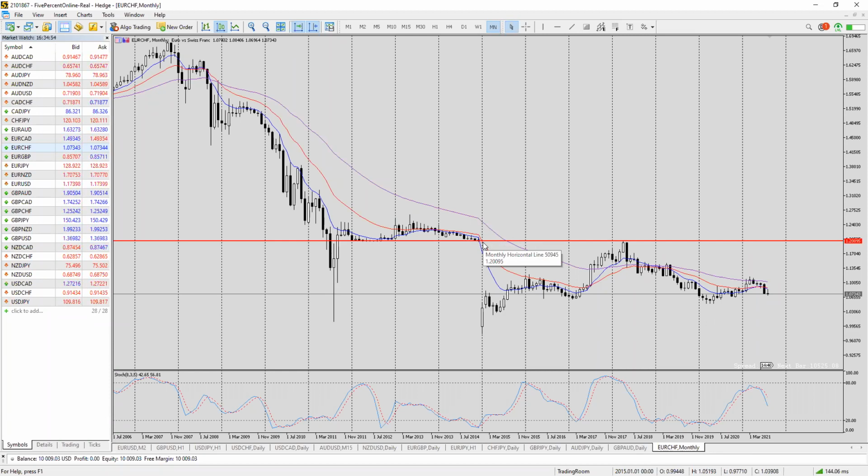FXCM, one of the largest brokers in the world back then, went broke. Of course, lots of traders lost a lot of money, and lots of brokers went broke. That was the case back then. You see, by the way, how this support turned to resistance. And from there on, Dollar Swiss or Euro Swiss kept moving lower.